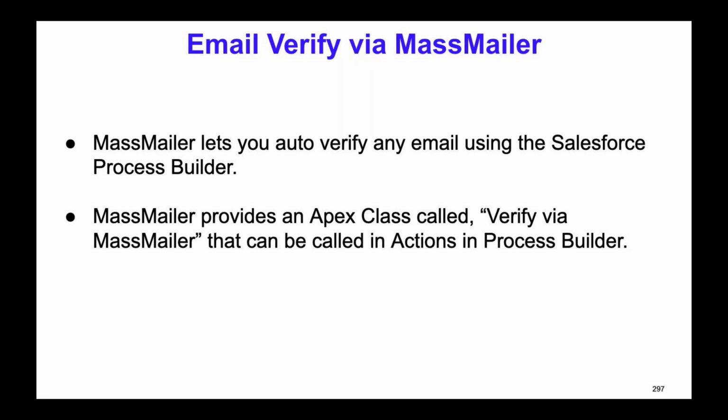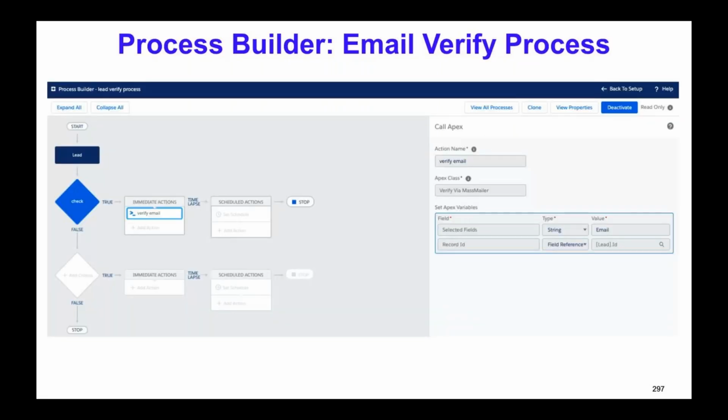This works through the Salesforce process builder, right? There's an Apex class called verify via MassMailer that you would have to invoke in the action when you're defining a process in process builder. And it's quite easy, not that complicated. If you're not familiar with process builder, I'm sure one of your Salesforce admins can guide you. We don't have a packaged process that comes with MassMailer. That's something that we may roll out eventually as a flow, but again it's quite simple.